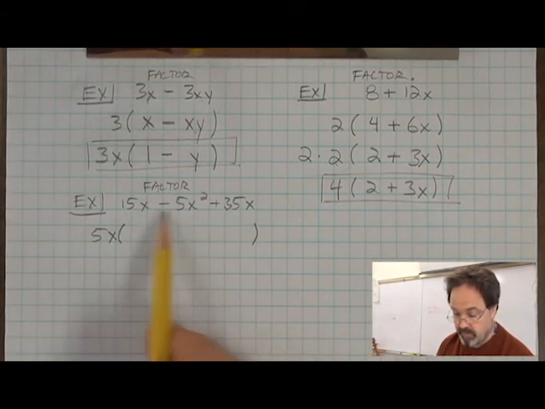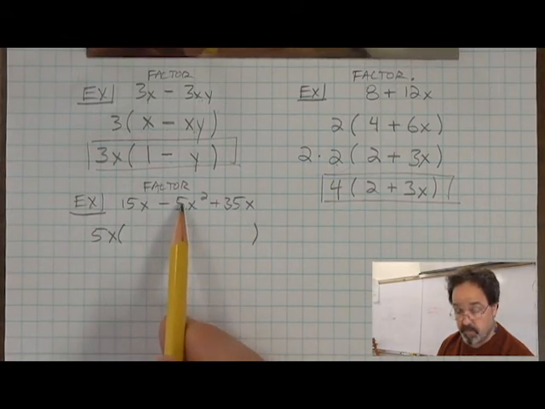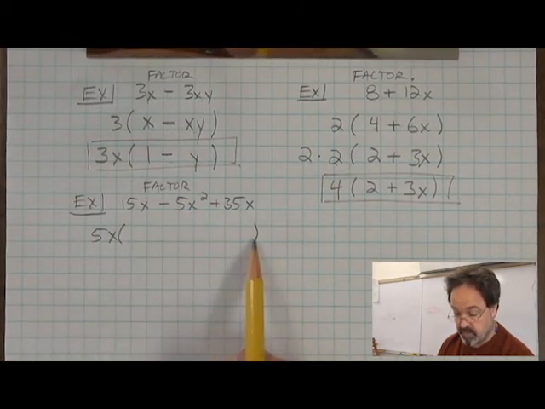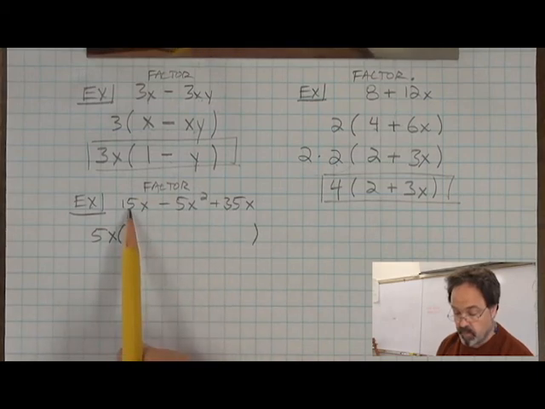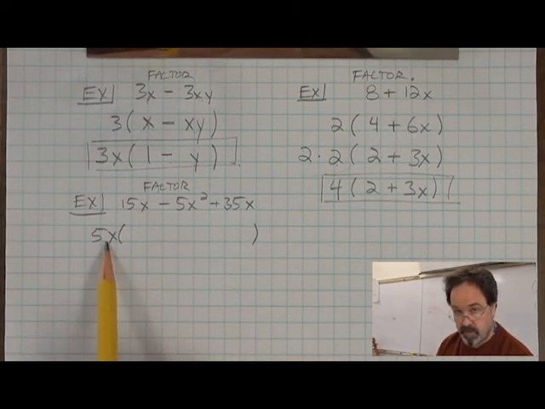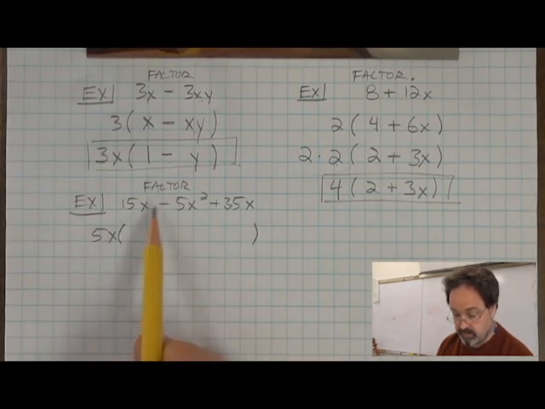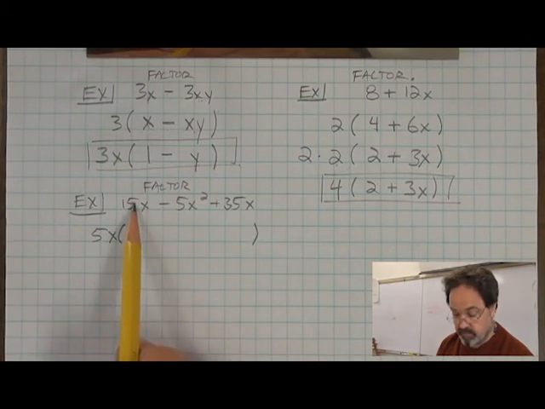So what remains out of these terms when I divide by 5x, I will put inside the parentheses. What is 15x divided by 5x? The x's cancel out, and the 15 divided by 5 becomes 3.